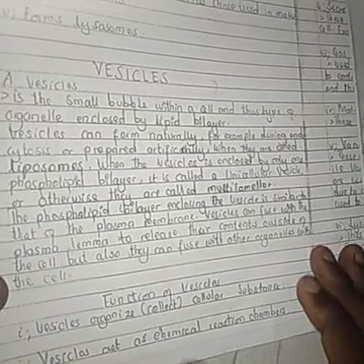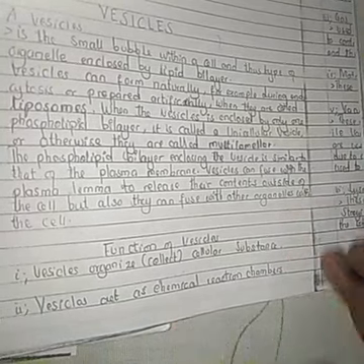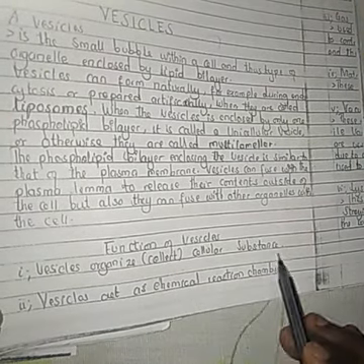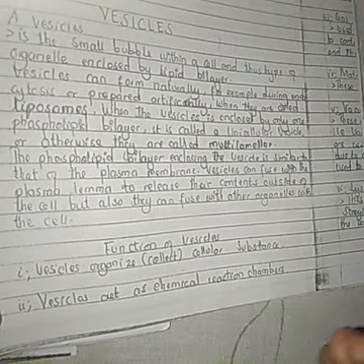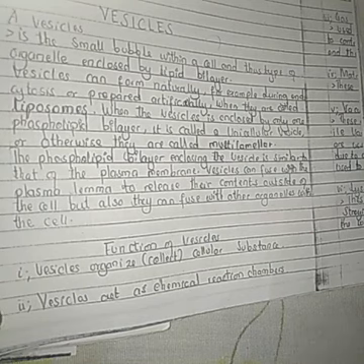Generally, vesicles are like bubbles within the cell, and they are used in different functions. So functions of the vesicles: they organize and collect cellular substances. They can collect things in the cell and transport them to other places.